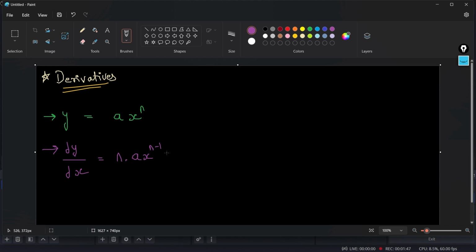How do we take the derivatives for this type of polynomials? So for example, if I am having, let's say, y is equal to 3x square, and if I want to find out its derivative, how can I do it? It will be simply dy dx is equal to 3 times 2 is 6, so it becomes 6x, and take away power by 1. So it's going to be 6x to the power of 1. So this is how you deal with the derivatives.